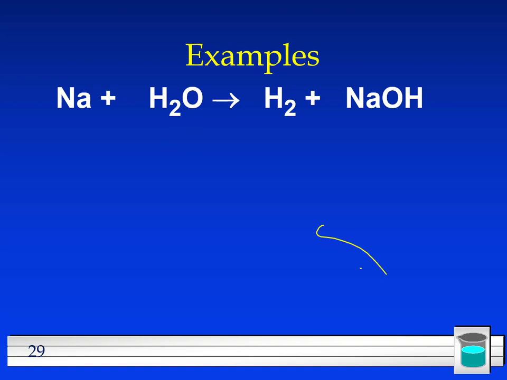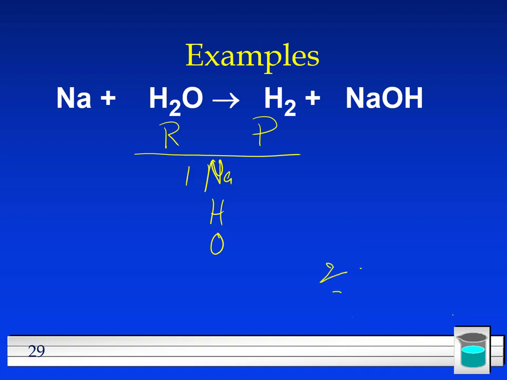Okay, so sodium plus water reacts to form hydrogen gas and sodium hydroxide. Worry about sodium, hydrogen, and oxygen. On my reactant side, I have 1 sodium, 2 hydrogens, and 1 oxygen. Product side, I have 1 sodium, 3 hydrogens, H2 and an OH, and 1 oxygen.